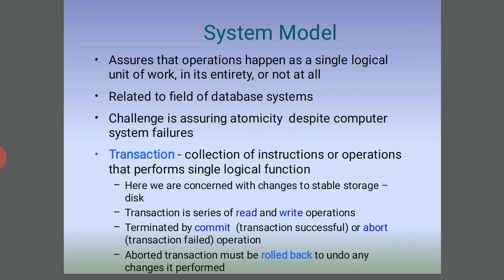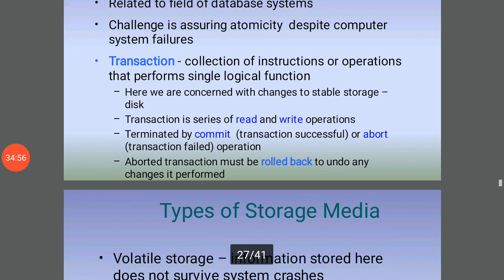A transaction is a series of read and write operations. It is terminated by a commit if the transaction succeeded, or by an abort if the transaction failed. An aborted transaction must be rolled back to undo any changes it has performed.